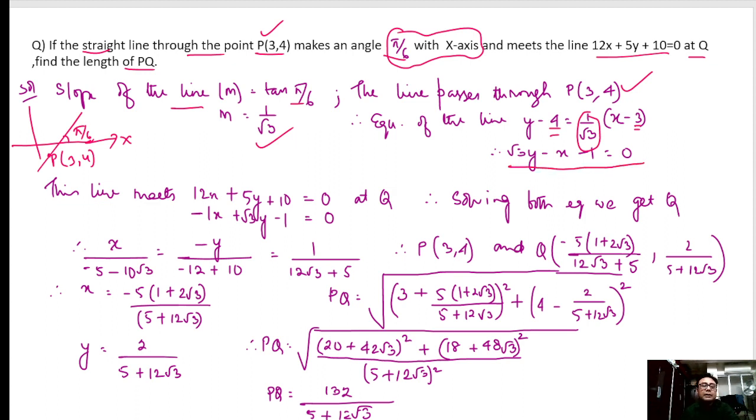Now they are telling us that this line will meet the other line at Q. So if this line is meeting another line at Q, solving these two equations of the lines, we will get the coordinates of Q. So here we are solving it. Please watch how to solve this equation.